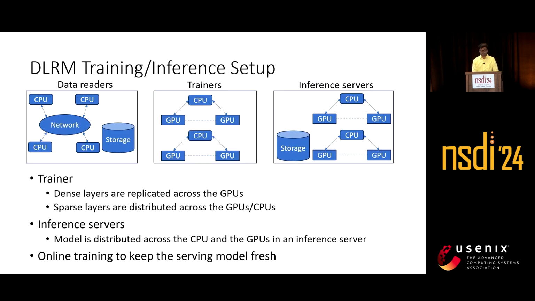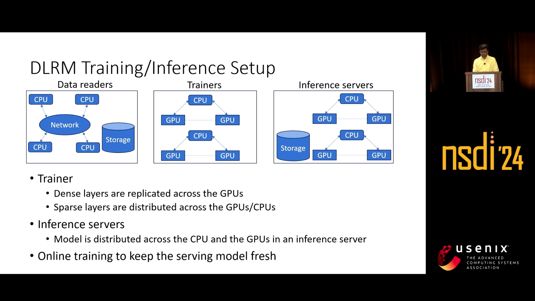Now let us look at the recommendation model training pipeline at Meta. It consists of data readers which collect the user activity, store them and feed them to the trainer. The trainer trains the model using the data from the data readers. Trainer is a cluster of CPU nodes where each CPU node is connected to several GPUs. GPUs perform the model training. Dense layers are replicated across the GPUs as they are smaller in size. Sparse layers are distributed across the GPUs or CPUs as they are larger in size.